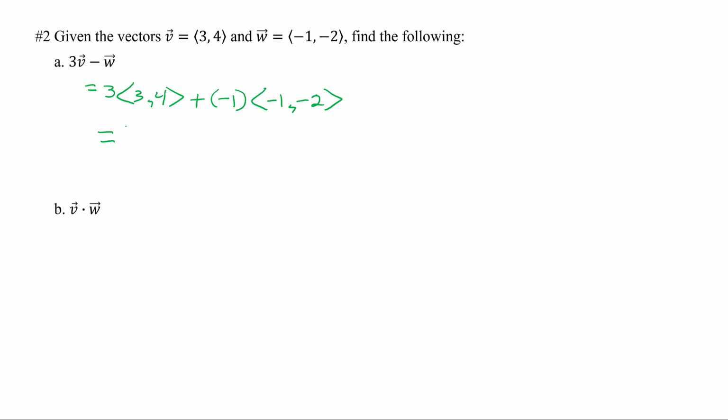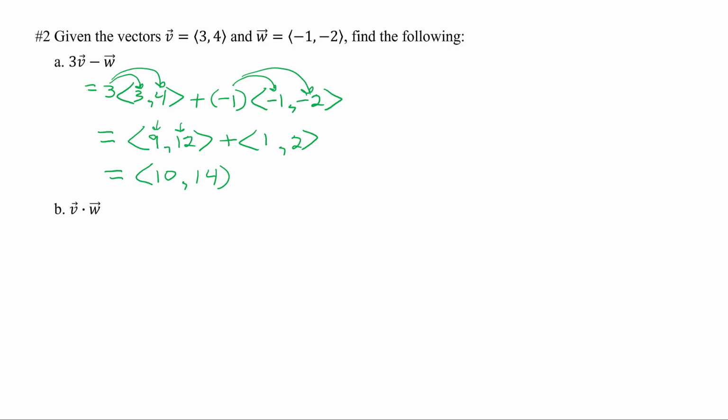And that would give us, distributing these scalars through, 9, 12, plus 1, 2. Adding these two vectors together, then 9 plus 1 is 10, 12 plus 2 is 14. Okay, and hopefully you are familiar with scalar multiplication. We take 3 times 3, then 3 times 4 to give us this vector 9, 12. And we did the same thing with the negative 1 here as a scalar.